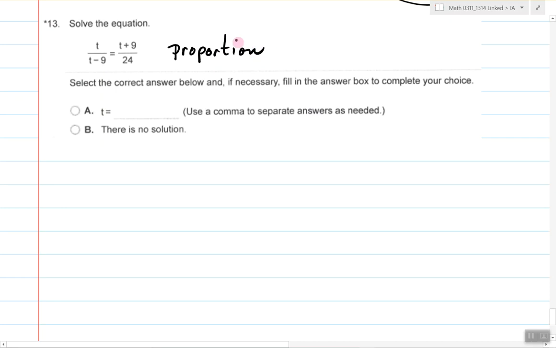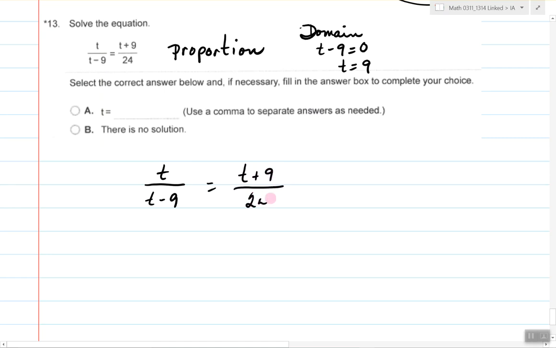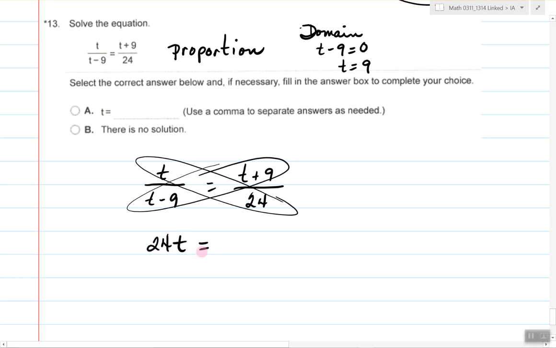I will go ahead and mention that the domain, if t minus 9 is 0, t is 9, and that's my domain exclusion. All right, so I have t over t minus 9 is equal to t plus 9 over 24. Because this is a proportion, the cross products are equal. 24 times t is 24t, equal sign. The right hand side is t minus 9 times t plus 9.